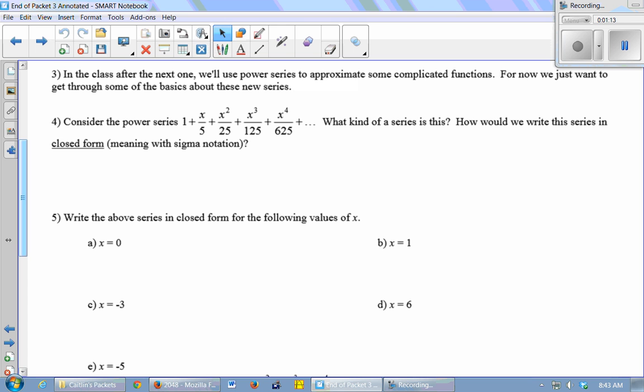All right, so let's look at this power series. 1 plus x over 5 plus x squared over 25 plus x cubed over 125 plus x to the 4th over 625. What kind of series is this? It's geometric, yeah. What's the multiplier? The denominator is being multiplied by 5. What's the numerator being multiplied by? X, yeah. So this is a geometric series.